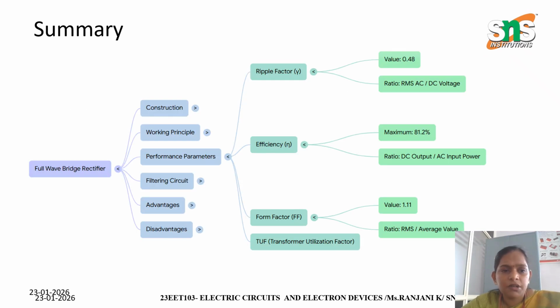Let us see the summary of today's session. We saw the full wave rectifier, its construction, working principle, performance characteristics, filtering circuits, and advantages and disadvantages. In performance characteristics, we saw the four main factors: ripple factor, efficiency, form factor, and transformer utilization factor. The ripple factor of the full wave rectifier is around 0.48, and the ratio is RMS AC by DC voltage. For efficiency, it's 81.2, and the ratio is DC output by AC input power. The form factor is around 1.1, and the ratio is RMS value by average value.